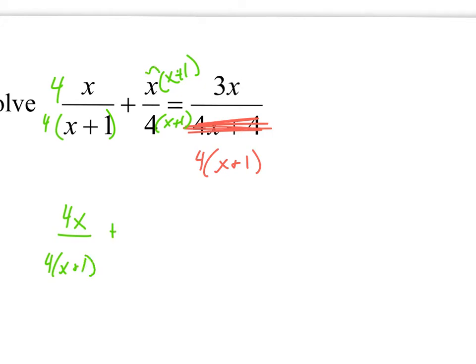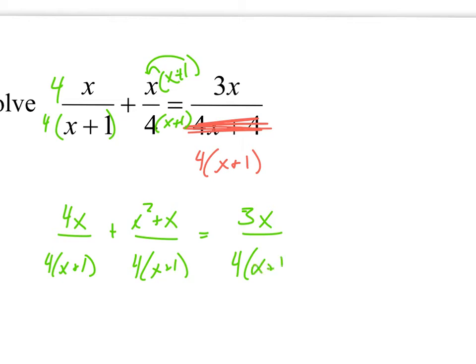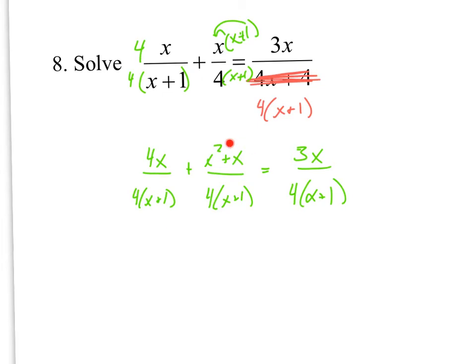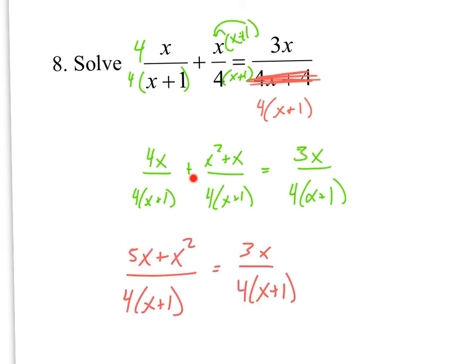plus x times x gives you x squared, x times 1 gives you 1, so x squared plus x over 4 times x plus 1. And then the right side, we still got our 3x over 4 times x plus 1. And so now if we simplify this left side over here, we can add these top pieces together since our bottoms are the same, and 4x plus x gives me 5x, and then the x squared there. And then now, since we've got the same denominators here, we can multiply both sides by 4 times x plus 1.